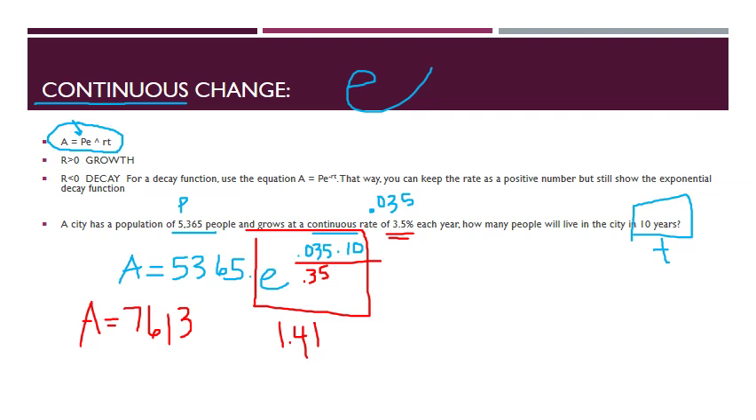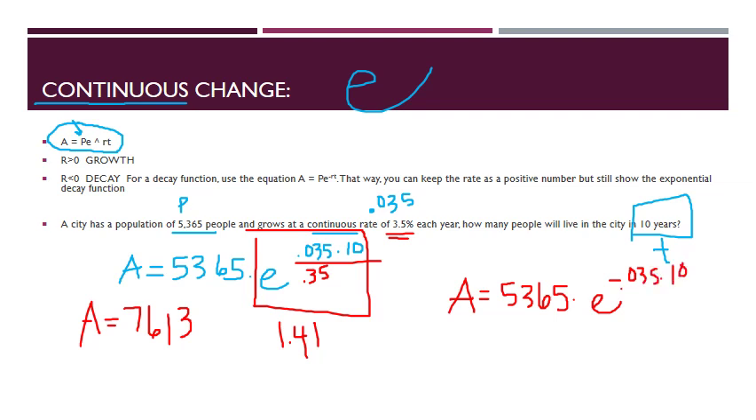Now, what if the population was declining and it was going down? If that were the case, you take your rate, this is going to be weird, and you give it a negative sign. So if it was going down, this is what you would do instead. You would have your original population of 5,365, but your E would literally be negative 0.035 times 10.